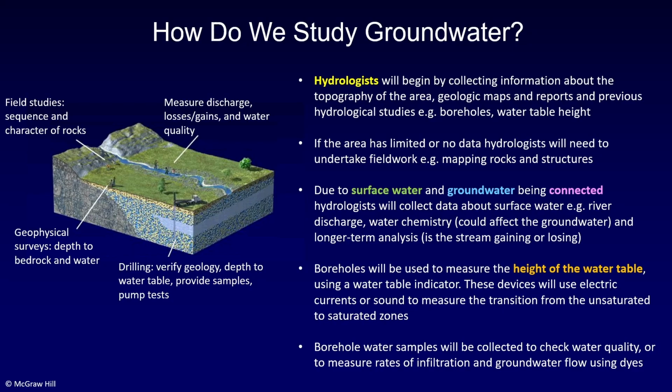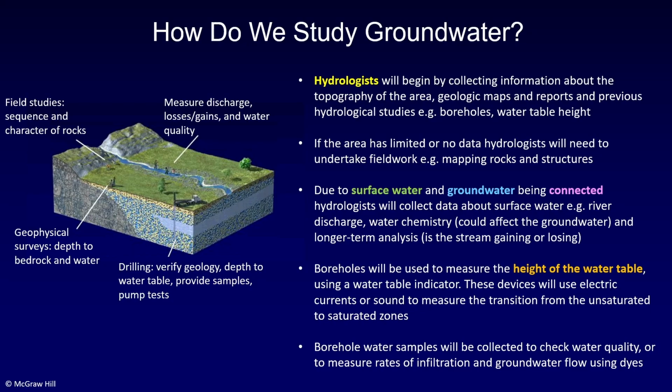Geologists will also use boreholes, and they will be used to measure the height of the water table using what's called a water table indicator. This is a device that is passed down the borehole, and it uses either electric currents or sound to measure the transition from unsaturated to saturated zones. And so by using it, you can define the height of the water table.